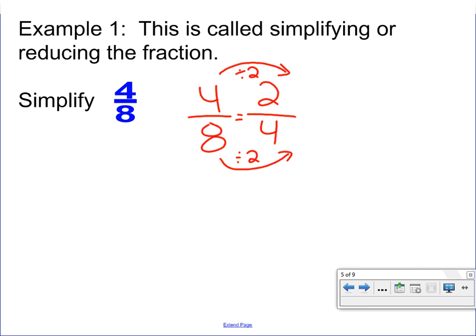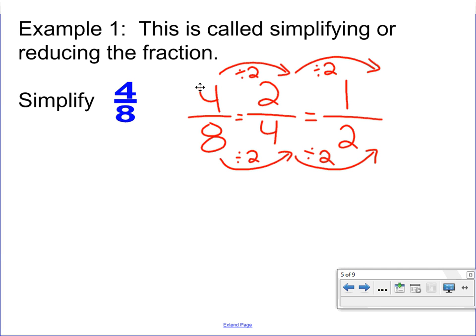is there anything I can divide the numerator and the denominator by and get a whole number? So I look at 2 and 4 in this case. Is there anything else I can divide 2 and 4 by and have it come out evenly? Hopefully you said yes. There's one more thing we can divide by. 2 and 4 are both even numbers. We can divide by 2 again. 2 divided by 2 is 1. 4 divided by 2 is 2.